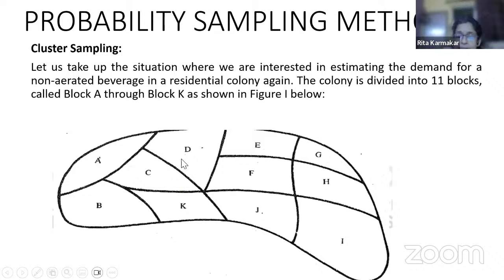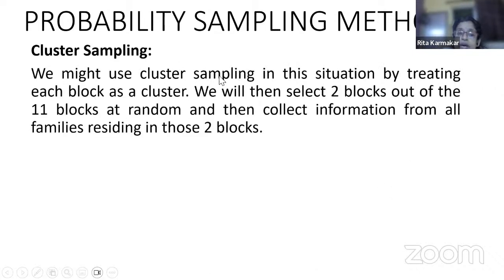A, B. Tell me how many of them? A, B, C, D, E, F, G, H, I, J, K. So there are 11 blocks. You can also say that there are 11 states of India. Now, when we are using cluster sampling, we are treating each block as a cluster. So 11 blocks means 11 clusters.